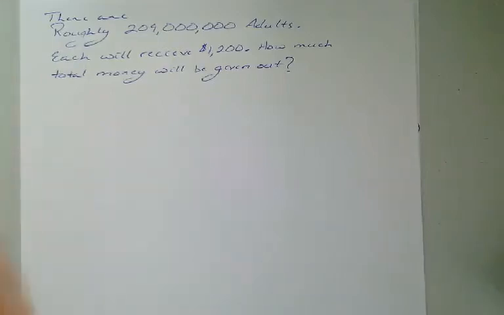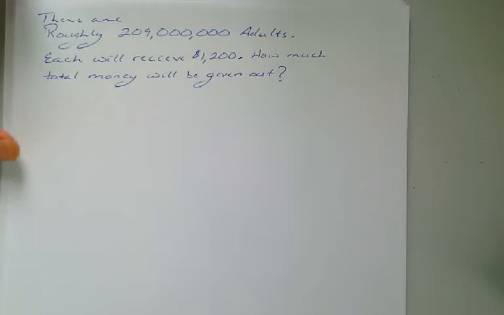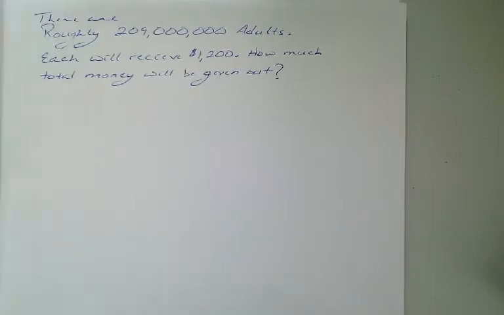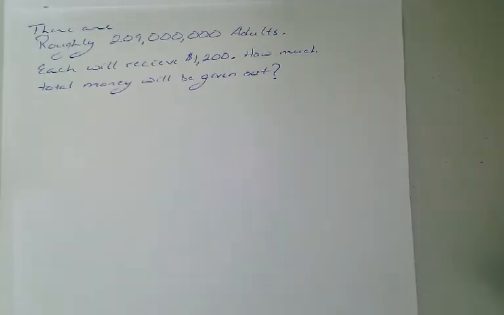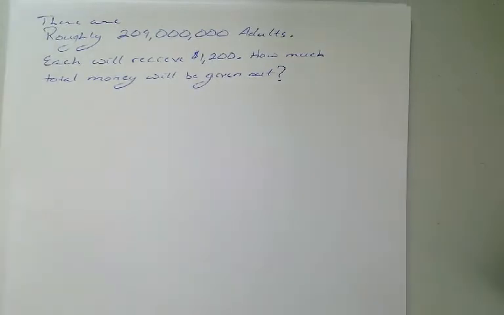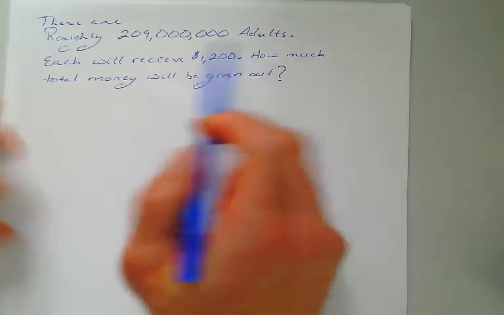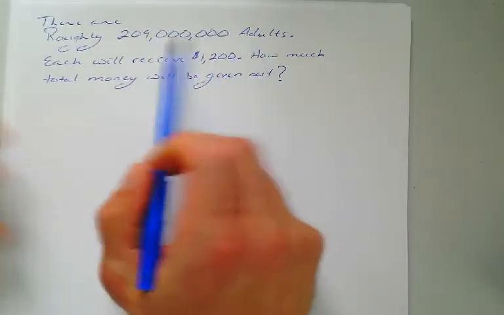Let's do some word problems involving scientific notation. Let's do something that deals with what's going on right now with the coronavirus. As you have all seen in the news, most adults are going to be receiving $1,200 in stimulus relief. I just did a quick Google search. There are roughly 209 million adults in the United States over 18 years old. It was a little more, but I rounded to the nearest million.